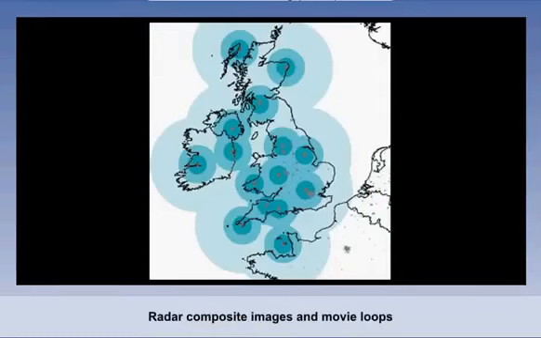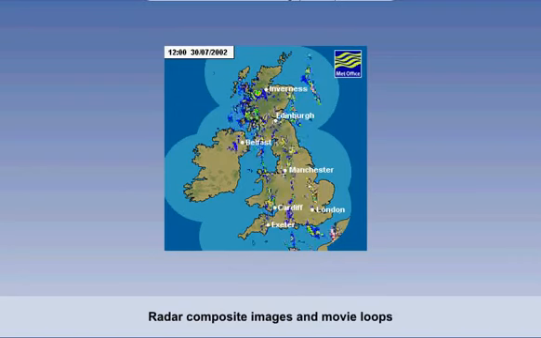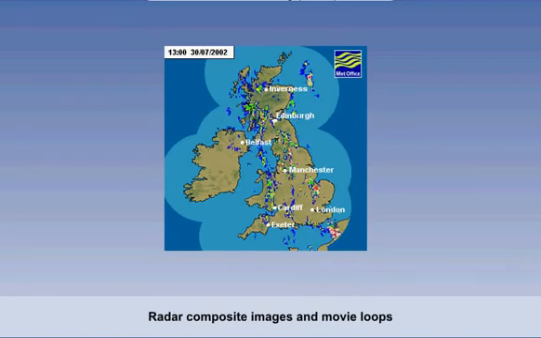It's usual to see a radar composite or mosaic image covering a larger area. Each radar will have a coverage of around 100 to 150 kilometers, so by piecing several together we can see the bigger picture. Often these will be in a movie loop, so we can determine development, speed and direction of movement of weather.